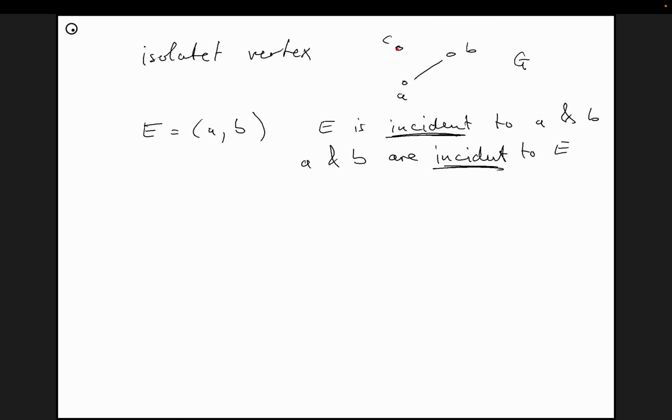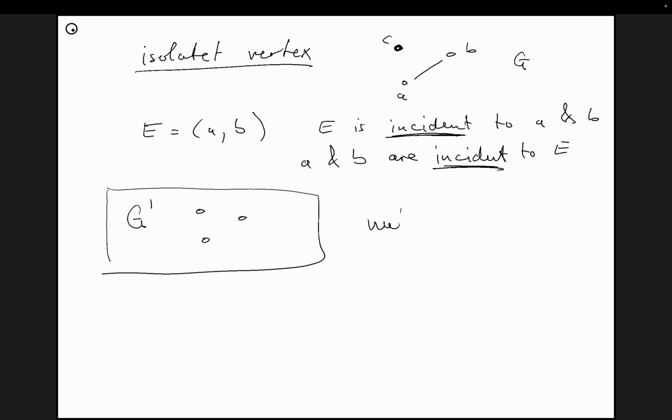So it's like I have drawn here, just a vertex which is isolated. So this is an isolated vertex, and if we have a graph consisting only of isolated vertices like so, we call that a null graph. This is the null graph, and we denote it as G equals 0.